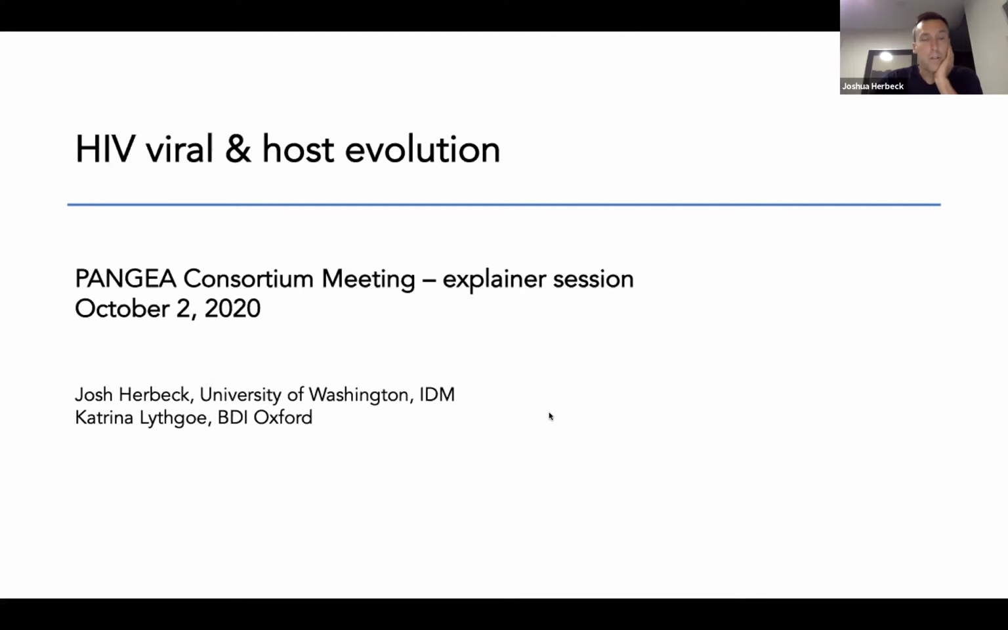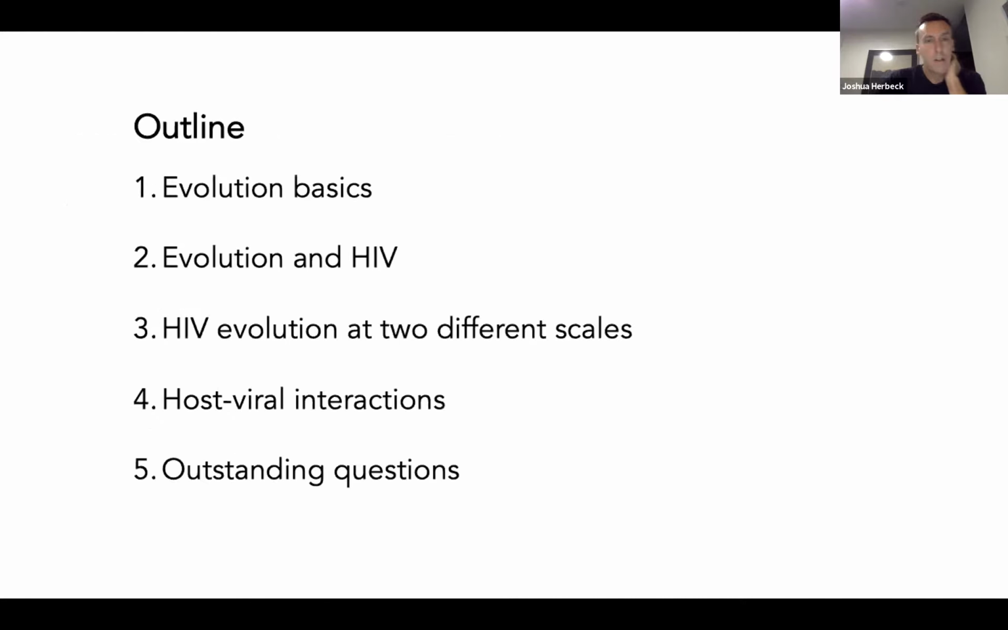So I'm going to talk first, and then Katrina will follow up. This is an outline of what we're going to talk about: some real basic background about evolution. We'll talk about evolution and HIV evolution at 2 different scales, and then we'll go into some host viral interactions, and then a few minutes about questions in the field that we think are important and are outstanding.